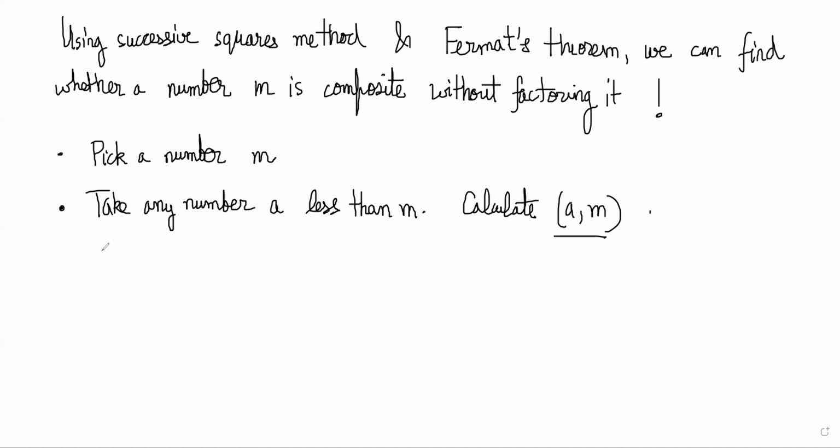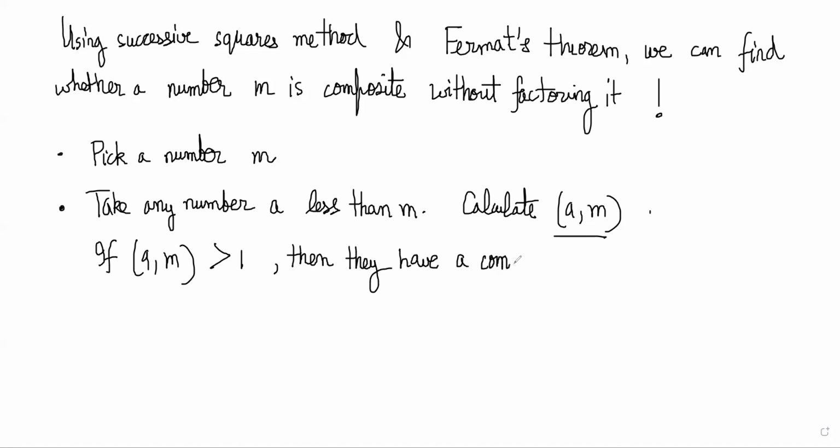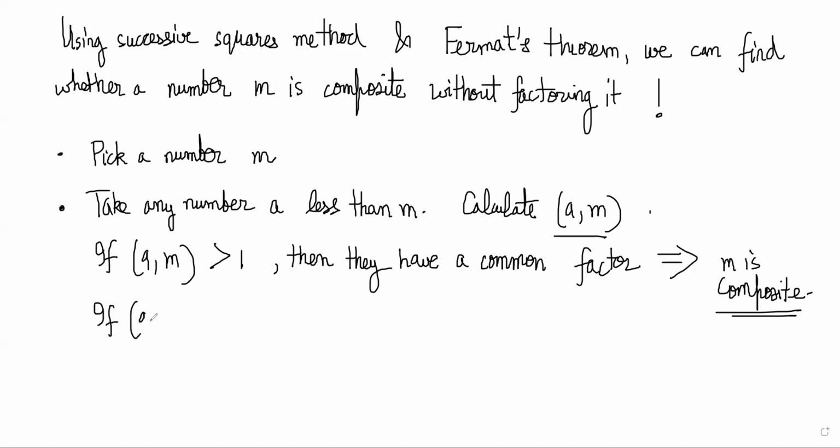Calculate the GCD. If GCD of a and m is greater than 1, then they have a common factor, obviously, bigger than 1, which implies that m is composite. It is divisible by that factor. If GCD of a and m is equal to 1, then we go to the next step, right? We can find a power m minus 1 mod m.